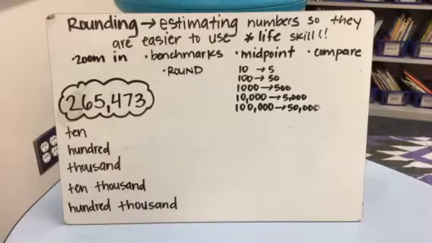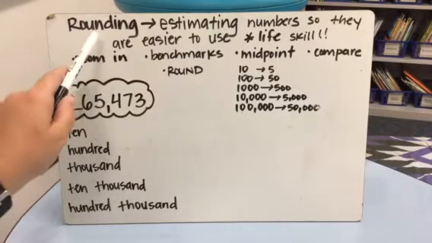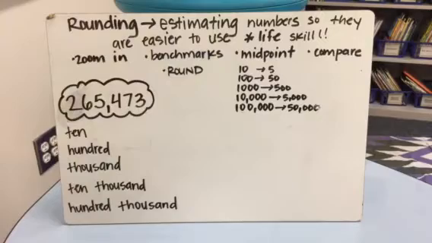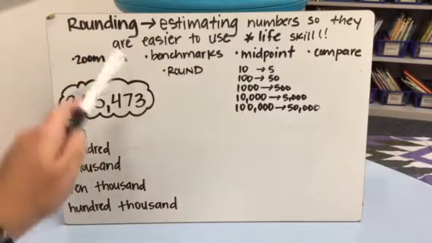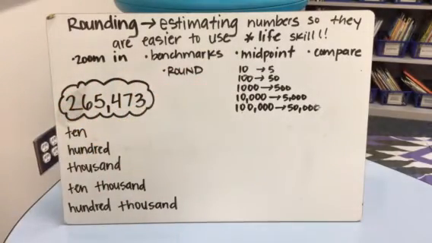In this video, I'm going to be modeling for you the strategies that we use for rounding. So to get us all on the same understanding, rounding is when you estimate numbers so they are easier to use, easier to work with, easier when you're adding or subtracting or counting on or things like that. Rounding is actually a huge life skill.